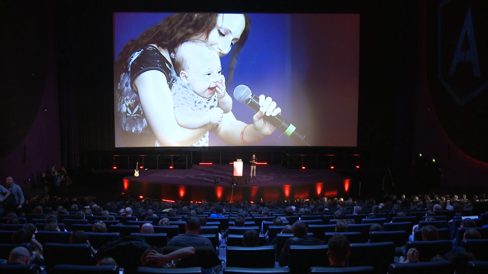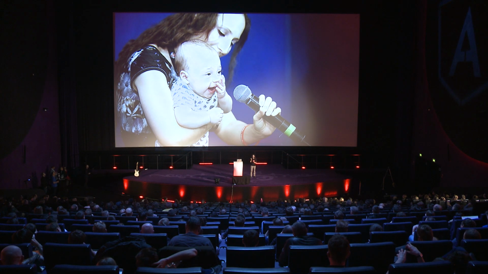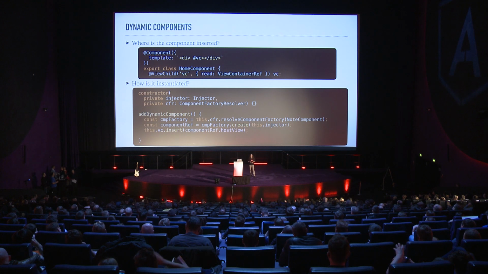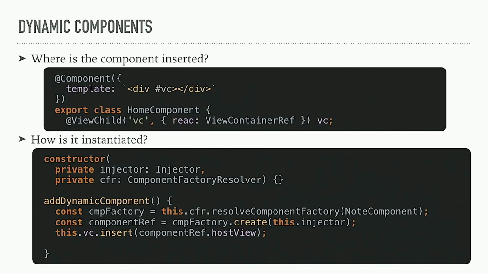So how do we actually write these dynamic components and use them? So again, like I said, we have a placeholder in our template, and we get a reference to it as a view child and get it as a view container ref. In the constructor, we pass the injector and the component factory resolver that will help us find the component factory of the component that we want.